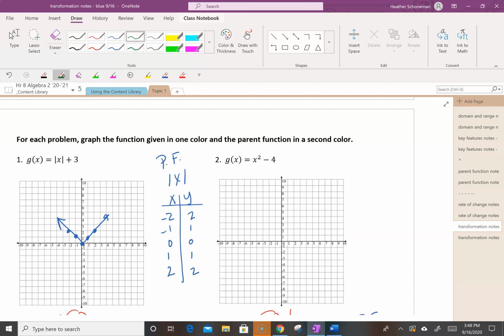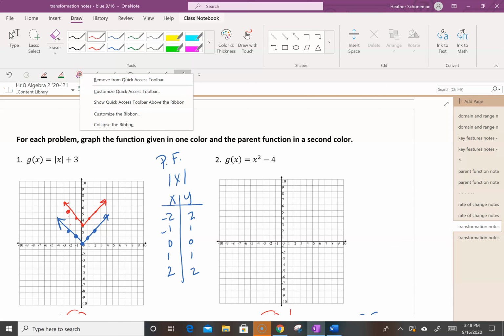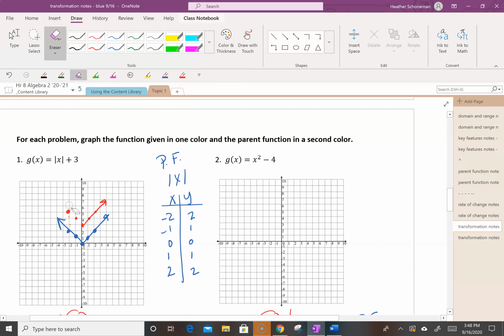So this equation on number 1, g of x equals the absolute value of x plus 3, started as the parent function of absolute value of x. However, a plus 3 got added, and when a number gets added or subtracted to the outside, it shifts it up and down, and it shifts it in the direction you think. So this one is going to go up 3. So with all these points, we are going to plot another point up 3 from it and create a second V that has been shifted up 3 spaces. And there's my graph.